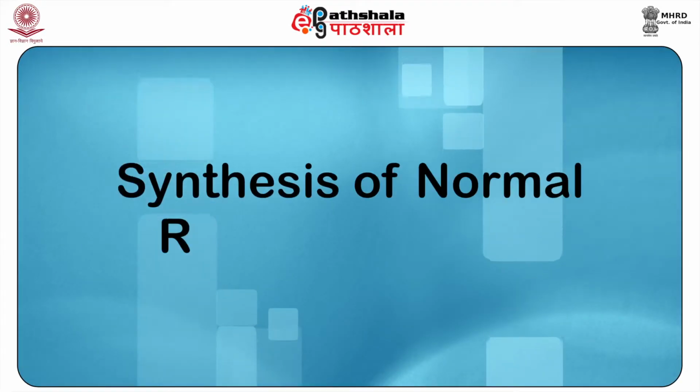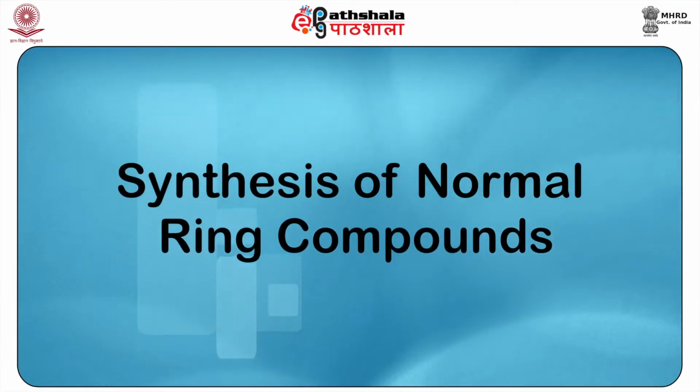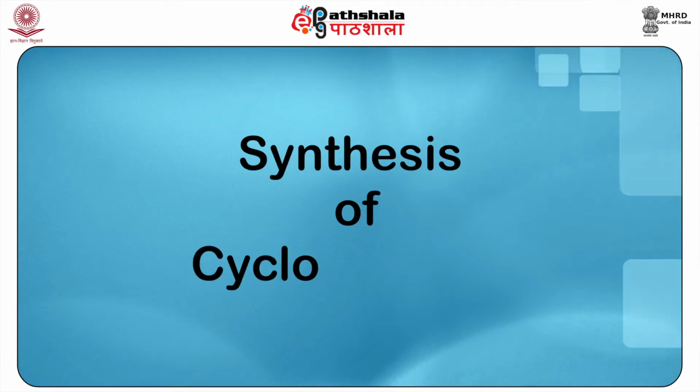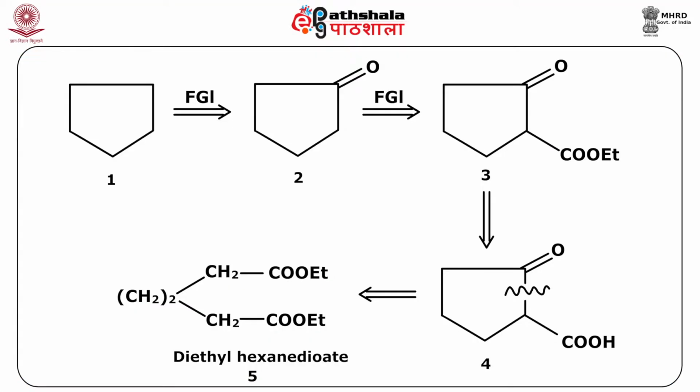Let us look into the synthesis of the normal ring compounds, starting with the synthesis of cyclopentane. The retrosynthetic analysis approach of cyclopentane is shown here in the figure. The functional group interconversion shows that the cyclopentane can be obtained from cyclopentanone, which can further be obtained from 2-oxo-cyclopentane carboxylic acid ethyl ester.